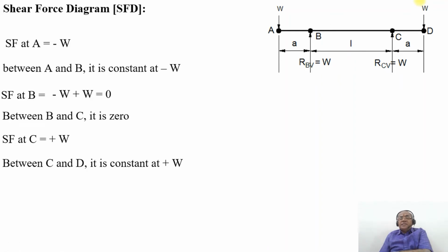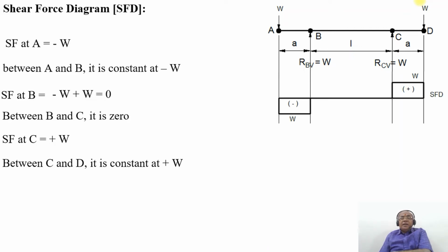SF between C and D, as there is no other load acting on the horizontal beam, remains constant at plus W. And so this is how we consider it, wherein you have SF at A as minus W, between A and B it is constant at minus W, SF at the point B is 0, between B and C is 0. SF at C will be equal to plus W. Therefore, between C and D it remains constant at plus W. So this is how you will be able to analyze this problem using the shear force diagram.